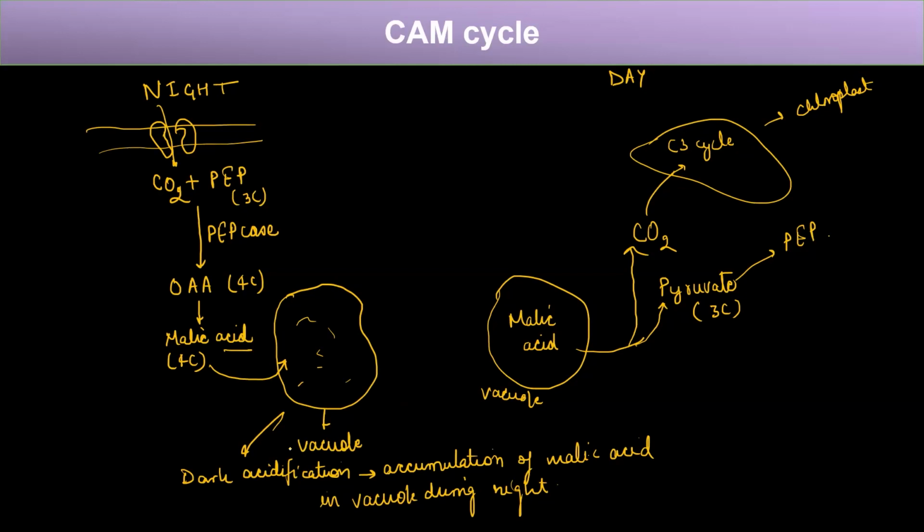And here, when the acid was getting accumulated in the vacuole, this was known as dark acidification. But when this acid got released during the daytime, this process is known as deacidification. So here the acid is getting released, and this process is known as deacidification. So this is about the CAM cycles. With this, we have completed all four types of cycles.